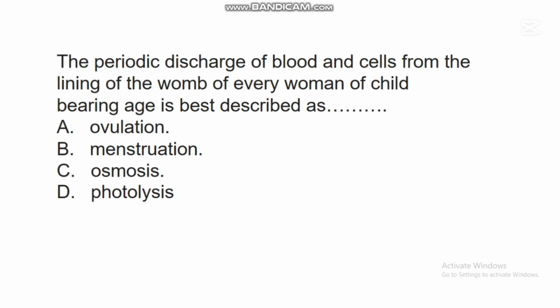The first question says, the periodic discharge of blood and cells from the lining of the womb of every woman of childbearing age is best described as dash. A. Ovulation. B. Menstruation. C. Osmosis. D. Photolysis. In this question, the correct answer is B. Menstruation. Menstruation is the periodic flow of blood and cells from the lining of the womb of a woman of childbearing age. And studies have shown that this process called menstruation marks the onset of puberty in a girl.